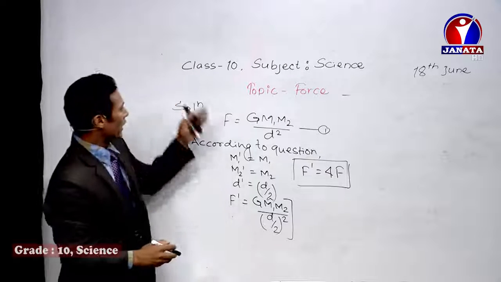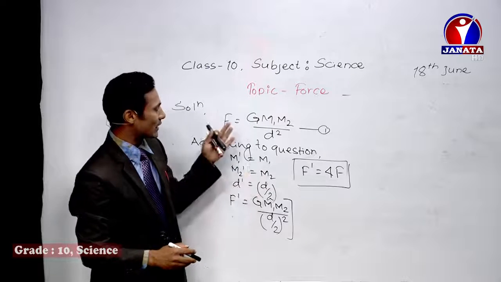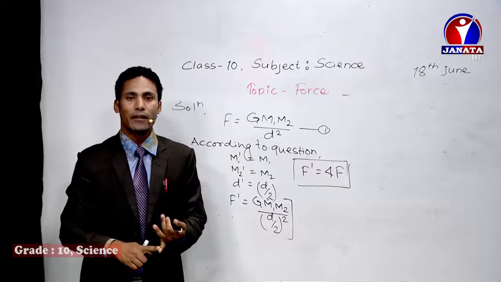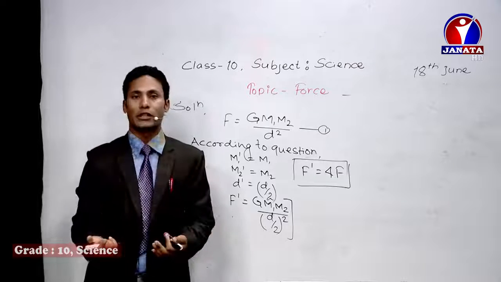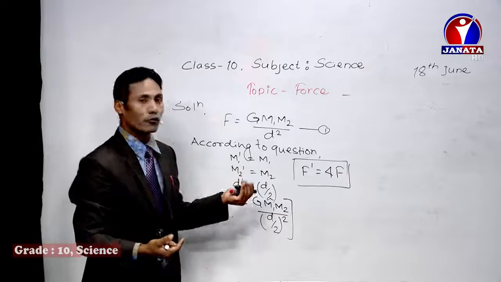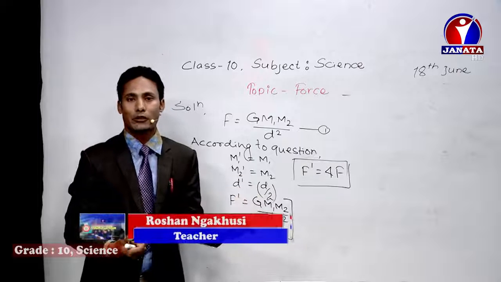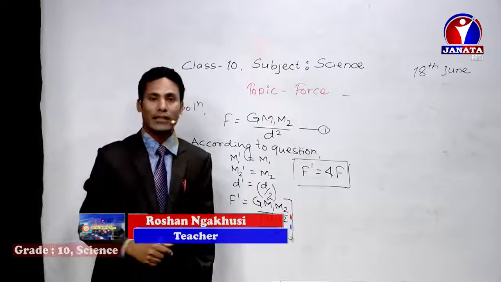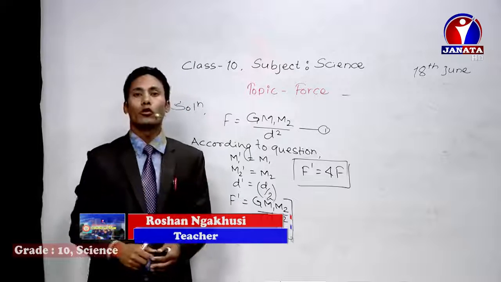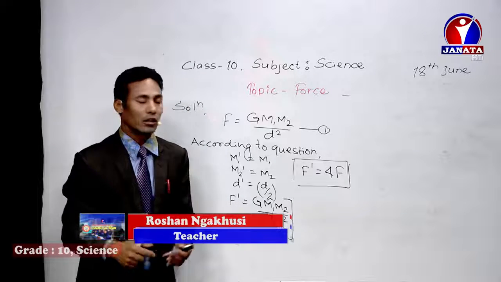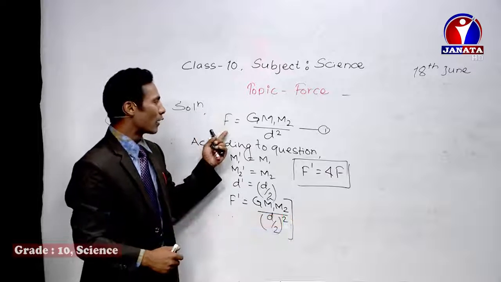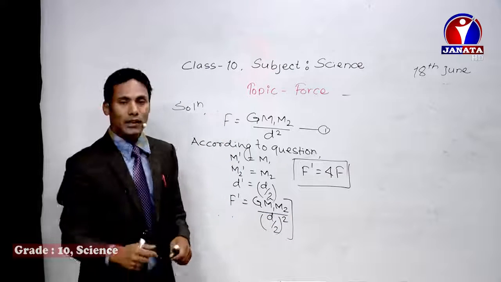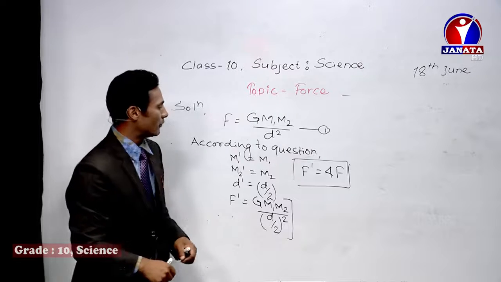So today we have discussed the gravitational force. We have derived the mathematical relation for the gravitational force, that is F equals to G m1 m2 by d square. And we have also derived the variations of gravitational force with the product of masses and the distance. Some assignment I have given previously also.